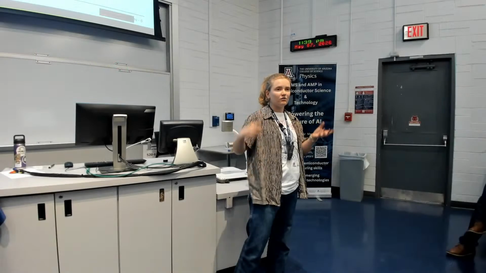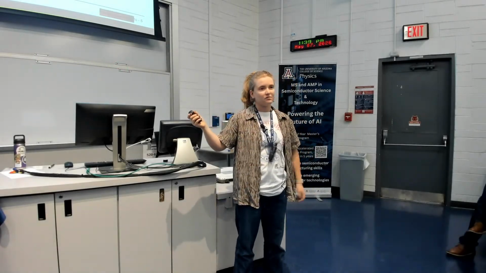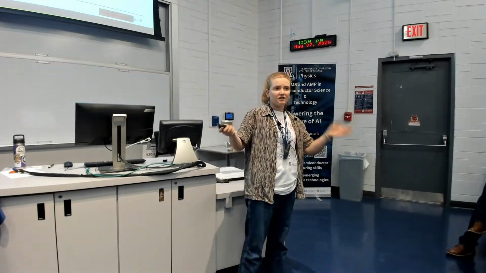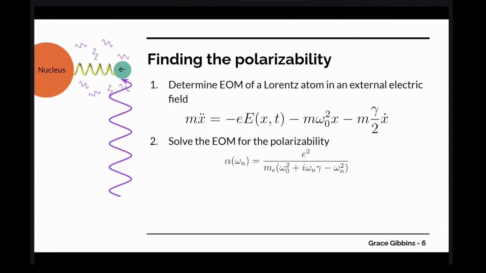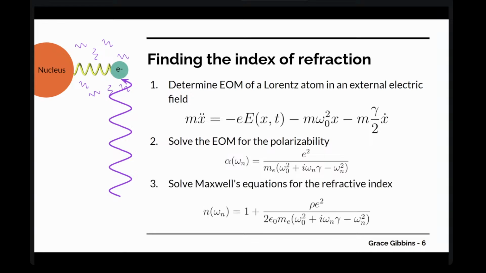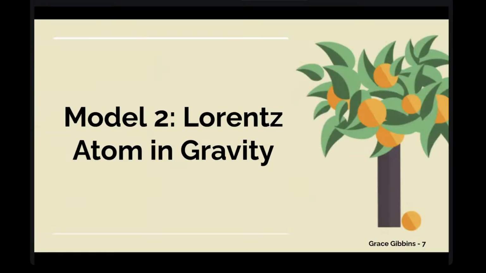Our goal is to find the polarizability from this. So we start with these equations of motion that I just went over, and then we solve the equations of motion for polarizability. Then we solve Maxwell's equations for the refractive index from that specific case. So that was our model with just the Lorentz atom, and now we're looking at the Lorentz atom in gravity itself.